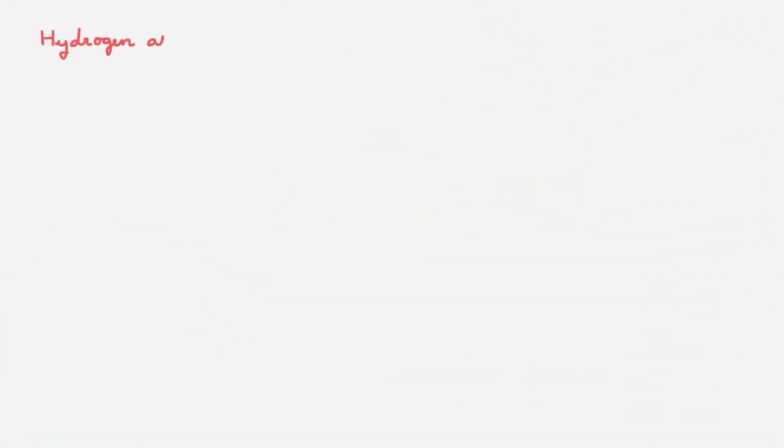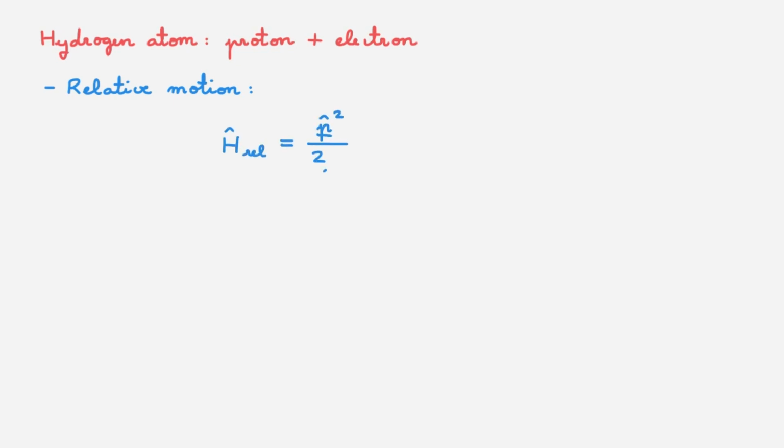So let's go! Let's think about the hydrogen atom. Hydrogen is made of two particles, a proton and an electron. In the introductory video on the hydrogen atom, linked in the description, we discuss how the important physical content of the system is encoded by the relative motion of the proton and the electron. This means that we can describe the hydrogen atom using an effective one-particle relative Hamiltonian, which has a kinetic energy term and a potential energy term.